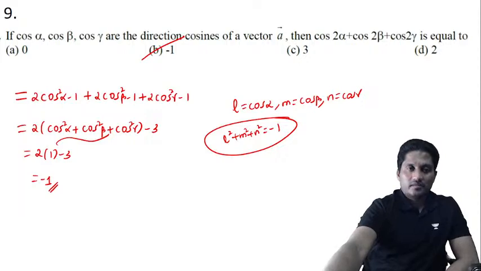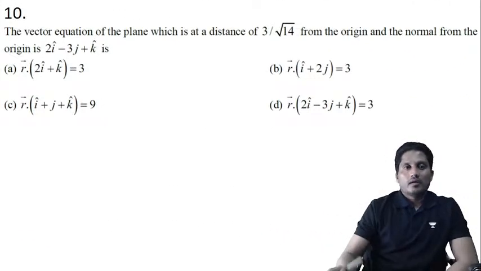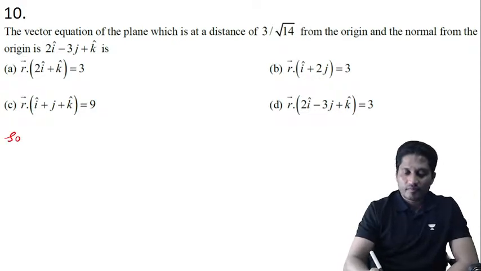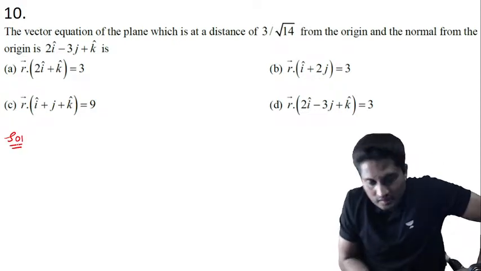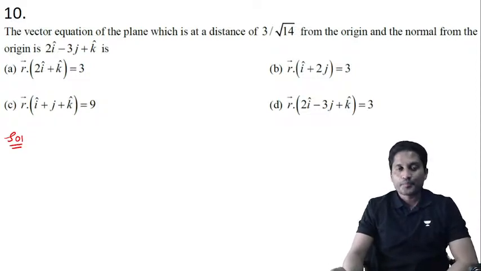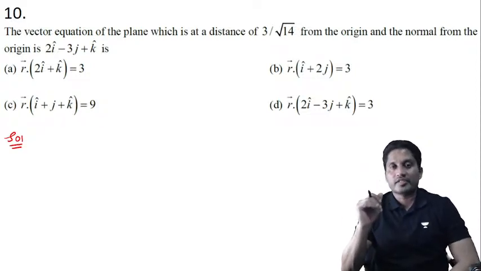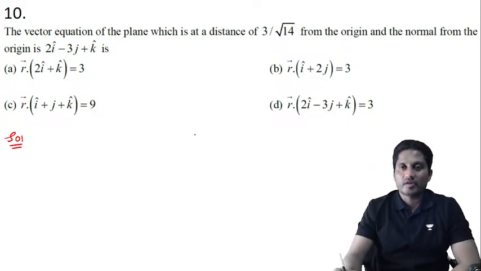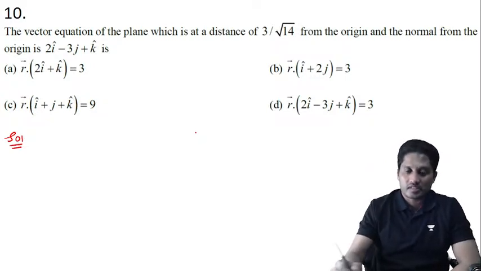Is that okay, guys? Question number 10. The vector equation of a plane. Even this is a previous KCET question. I don't remember whether it is 16 or 17, but KCET problem only. The vector equation of a plane which is at a distance of 3 by root 14 from the origin and normal from the origin is.